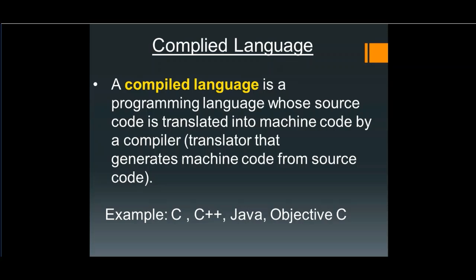So here are examples of compiled languages: C, C++, Java, and Objective-C. Now these are just a few examples I've taken, the most famous programming languages and compiled languages. I also put a link in the description below, and you can read more about compiled languages and a complete list of compiled languages. Now let's move on to interpreted languages.